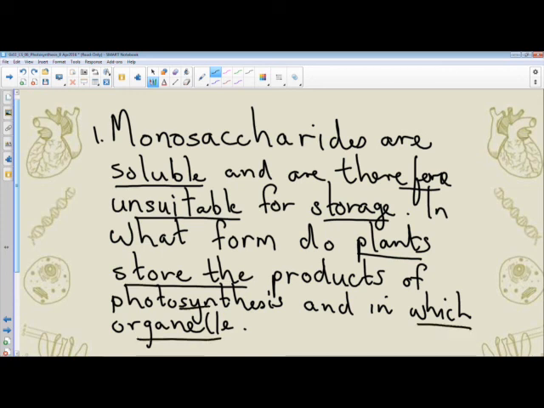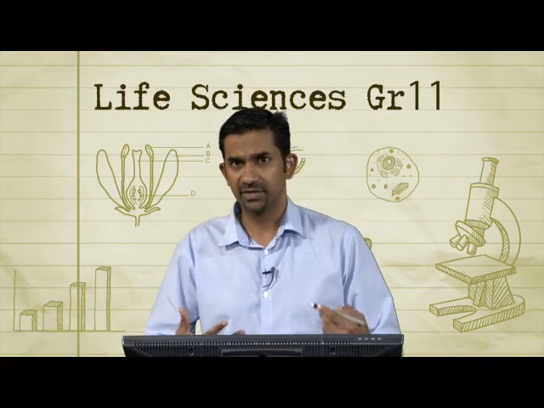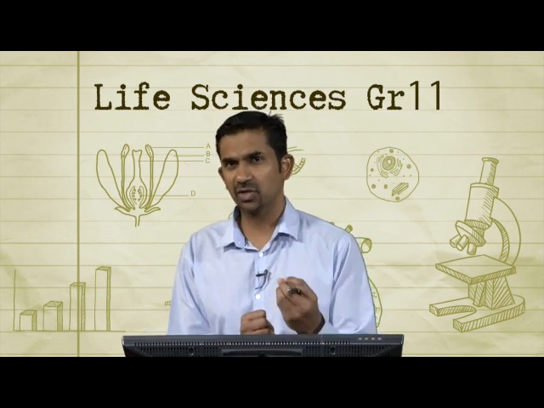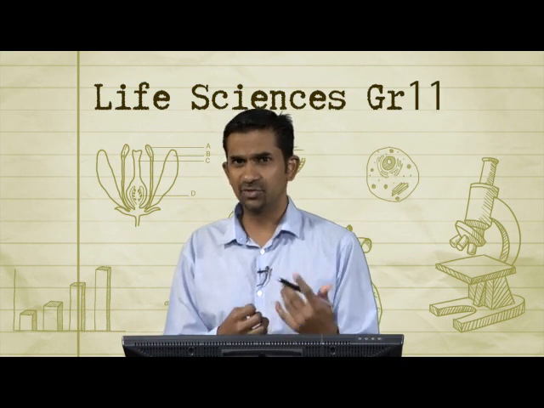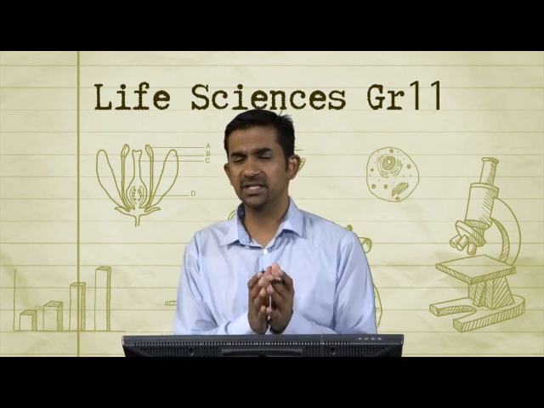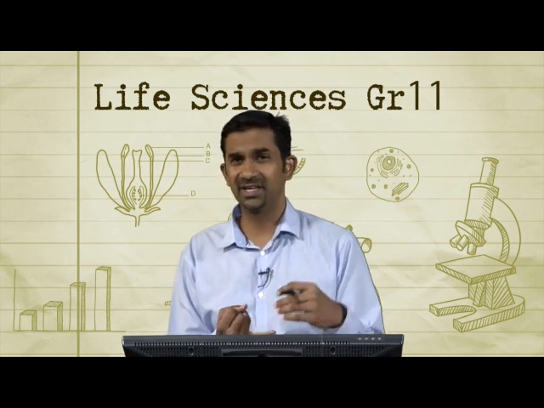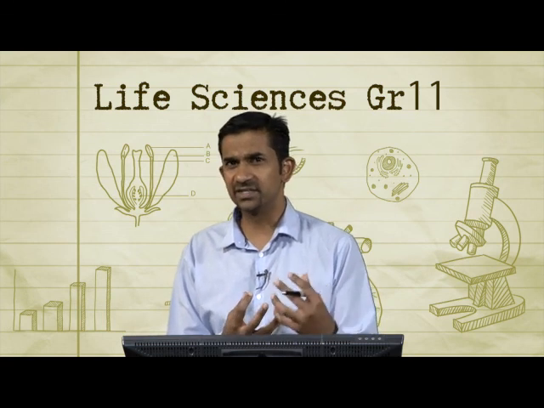So this is a 2-mark question. So I'll read the question again. I'll try to explain the question so that you understand exactly what it means. So the question is, glucose is an unstable molecule. We know that glucose is soluble, and plants do not have the ability to utilize that glucose all the time, and hence they need to store that glucose. And that glucose is stored so that plants that are developing, it's stored for future use, it's stored in seeds, it's stored as a reserve energy source.